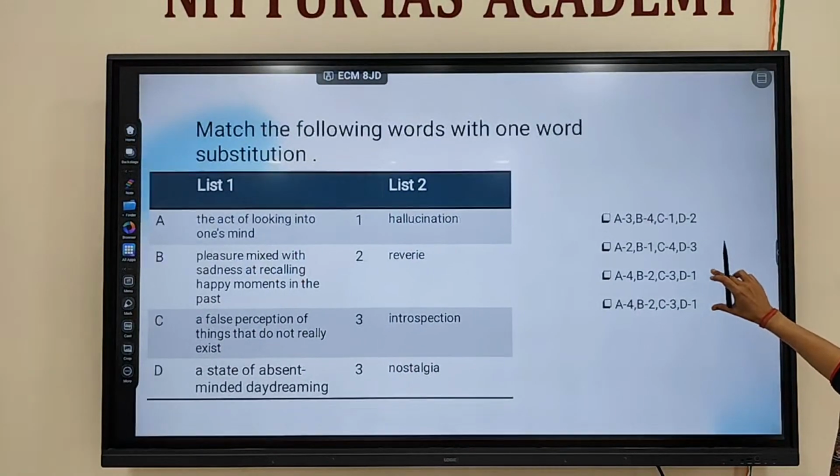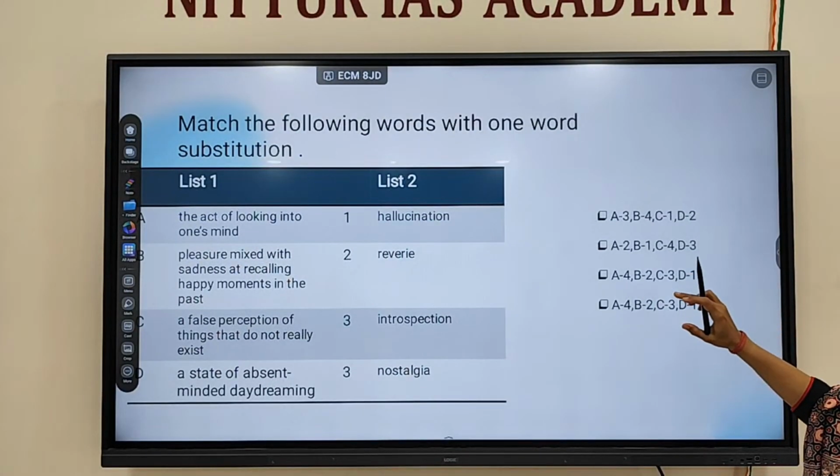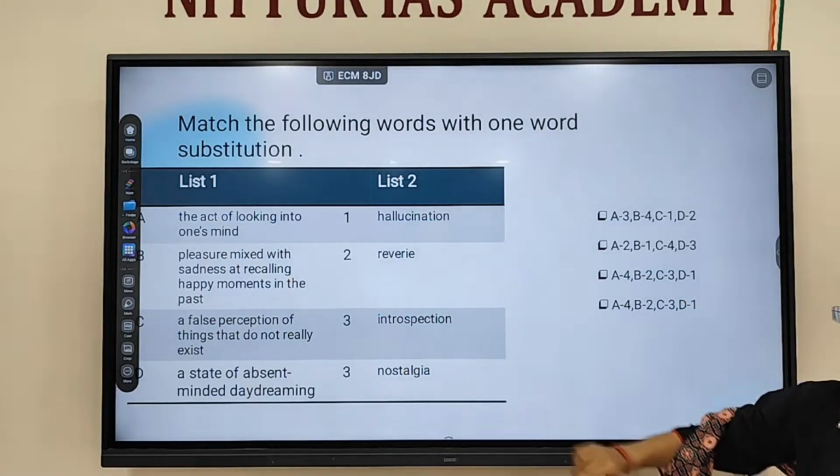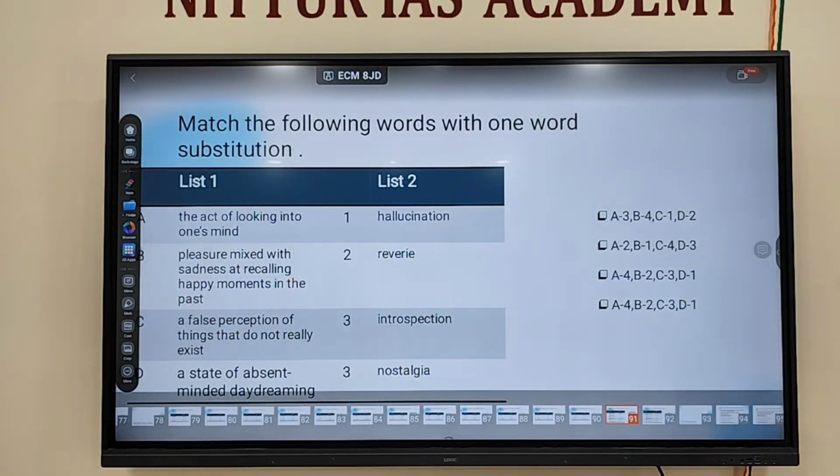Okay. The act of looking into one's mind. Introspection. You say, hey, introspect on your deeds. Introspect means I want you to look into your own self. An option, nostalgia, means really mixed with sadness. Okay. Recollecting the past.